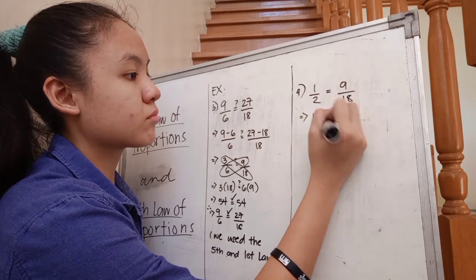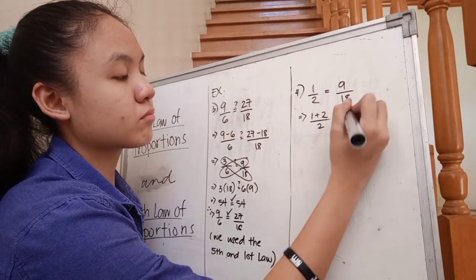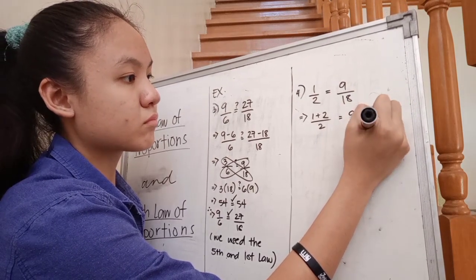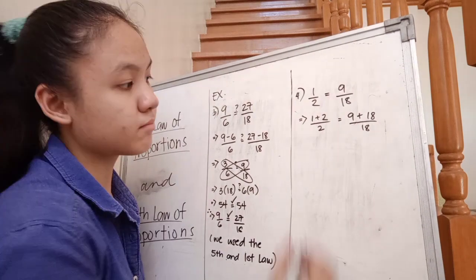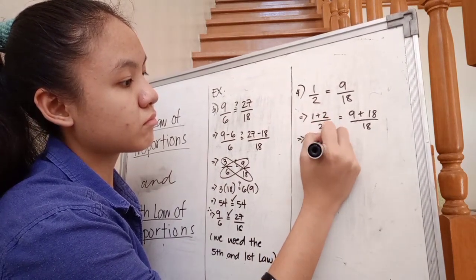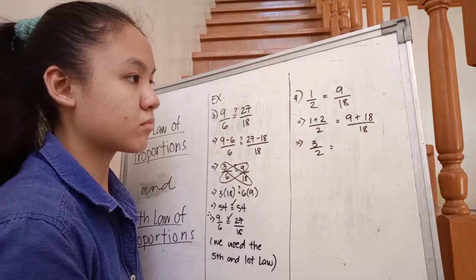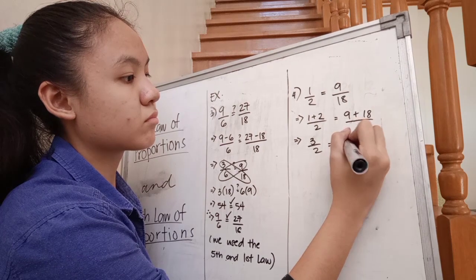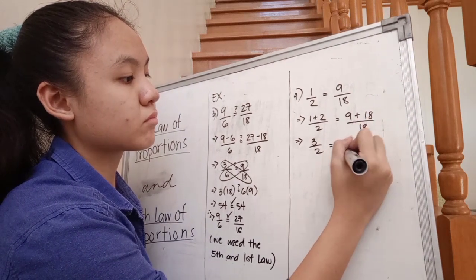So 1 plus 2 over 2 is equal to 9 plus 18 over 18. Then 1 plus 2 is equal to 3 over 2. Then 9 plus 18, which is 27 over 18.